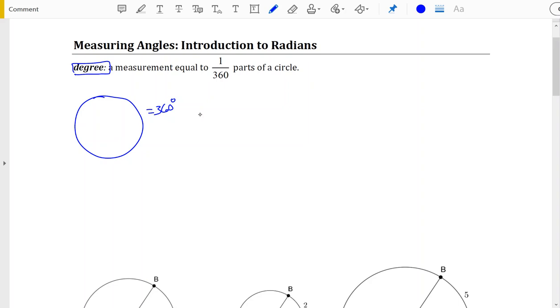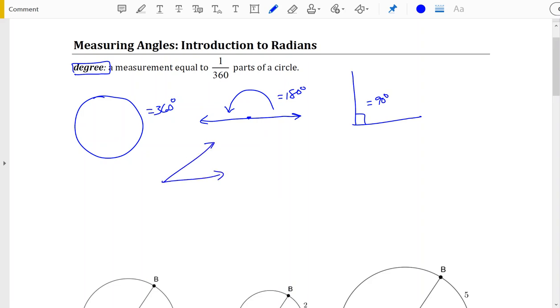Well, we've gotten used to using this kind of measurement. We have learned, for example, that a straight angle, which is 1/2 of a circle, is equal to 180 degrees. And we've learned other terms in angle measurements like right angles, which are equal to 90 degrees. We've come up with other vocabulary. Acute angles are all of those angles that are less than 90 degrees. Obtuse angles are those angles that are greater than 90 degrees. And we've been using this system for quite a while, so we've gotten pretty comfortable with it.